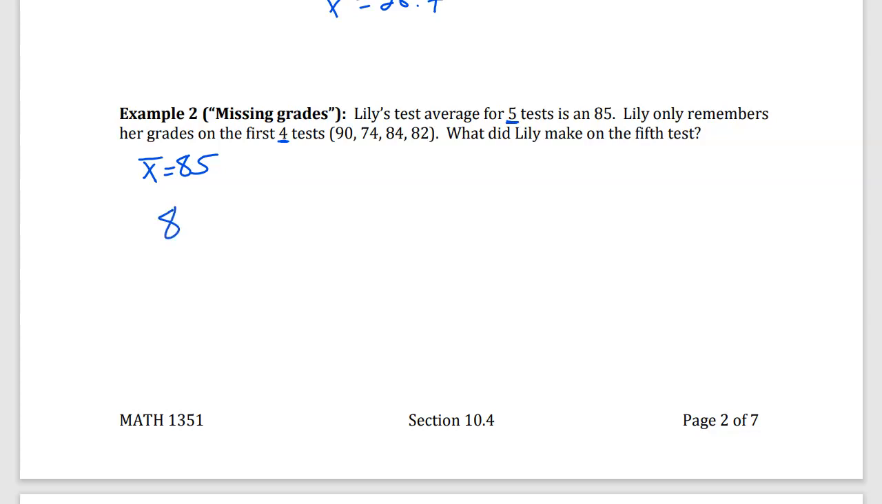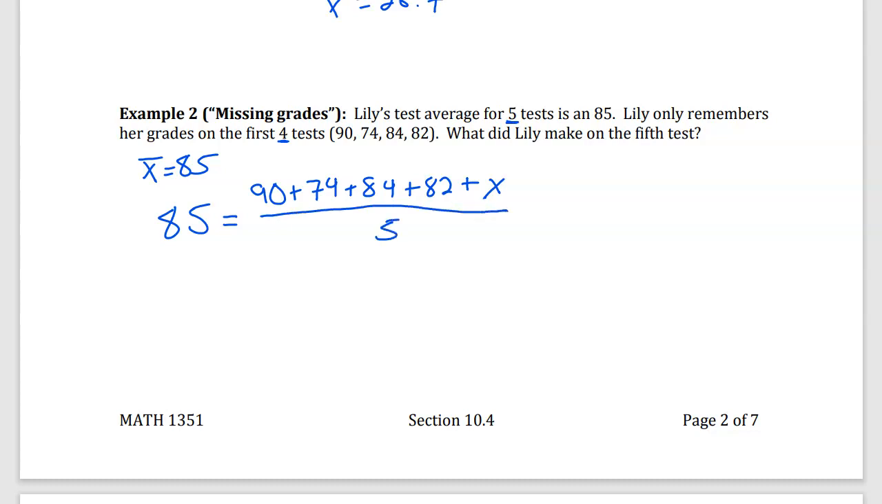So if we think about this, the mean, 85, is going to be 90 plus 74 plus an 84 plus an 82 plus we don't know. And we divide that by 5 because there's 5 tests that she took to average an 85. Okay, so add up these 4 exams, and that will give us 330 points.